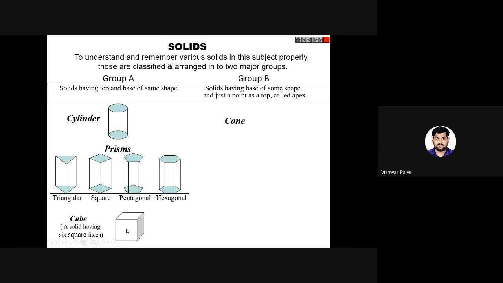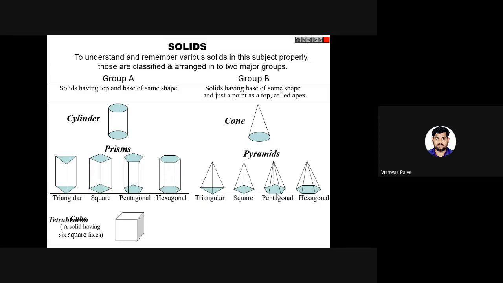In group B there will be the cone, which has an apex. Then there will be a triangular pyramid, where you can see the base is in triangular shape. Then the square pyramid, where the base is square shaped, and there will always be an apex in this. So pyramids have an apex. Then pentagonal pyramid and hexagonal pyramid. So these are a few pyramids.